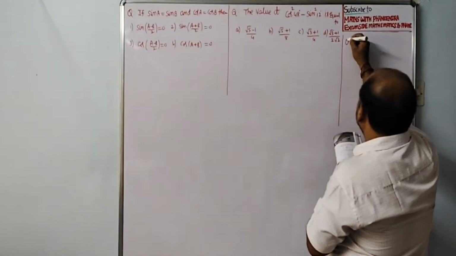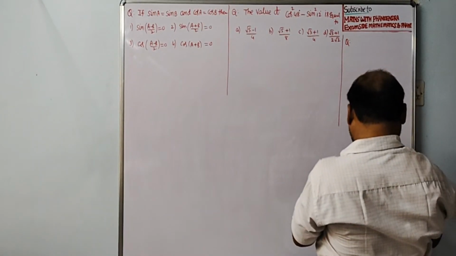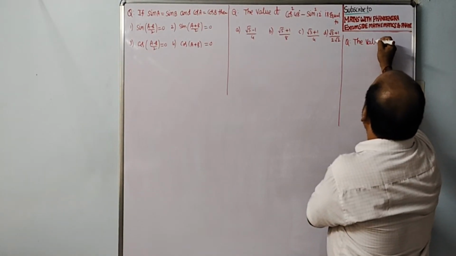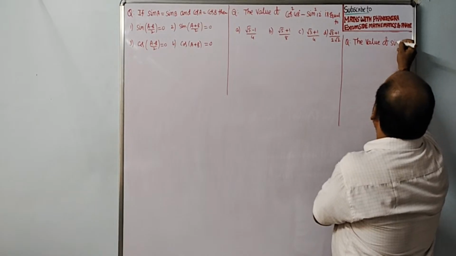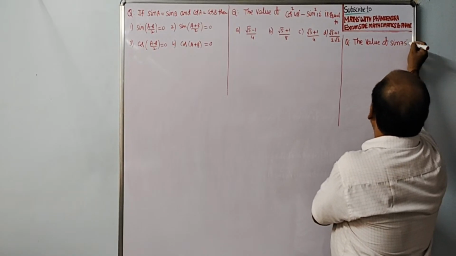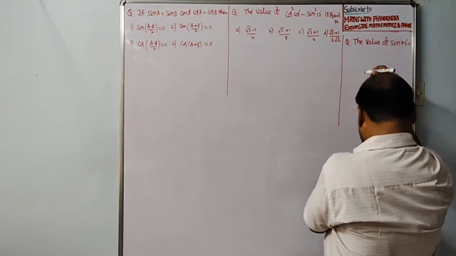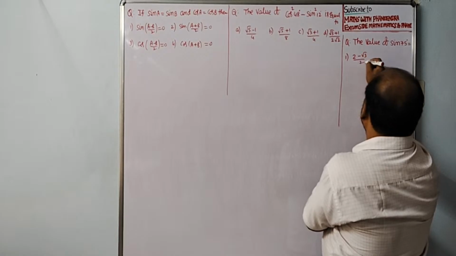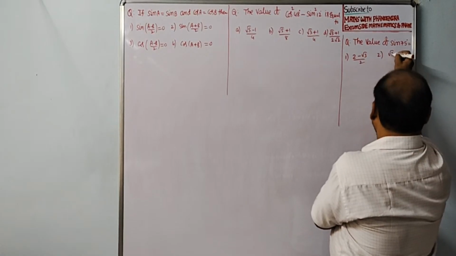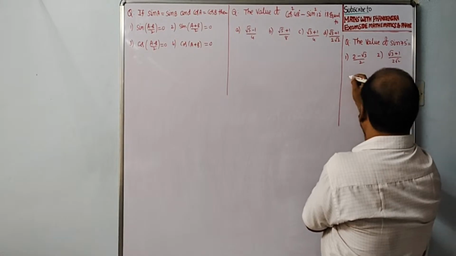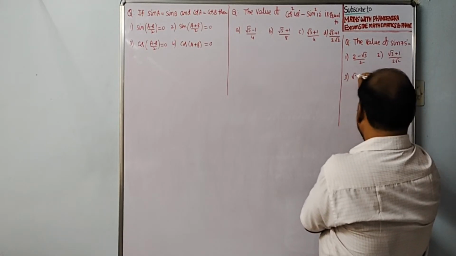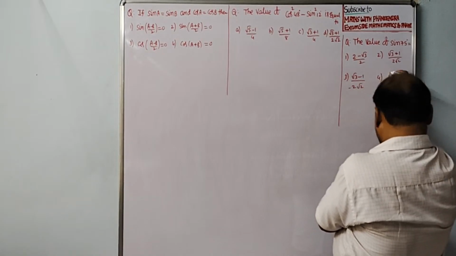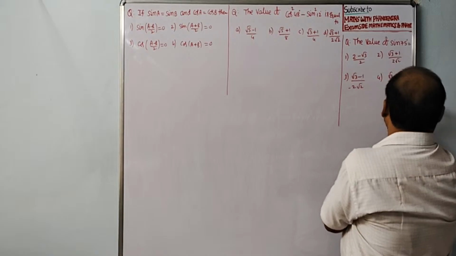And another question, the last question in this session. The value of sin 75 degrees is equal to, first option, 2 minus root 3 by 2. Second option, root 3 plus 1 by 2 root 2. Third option, minus root 3 minus 1 by 2 root 2. Fourth option, root 3 minus 1 by 2 root 2.